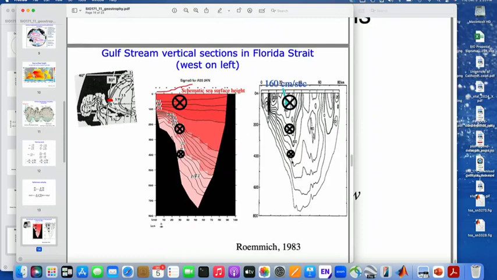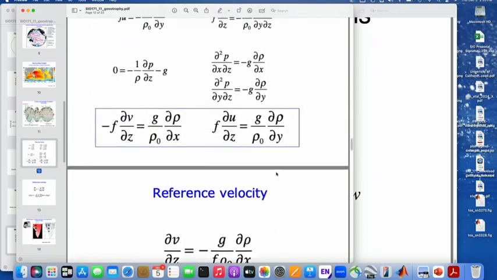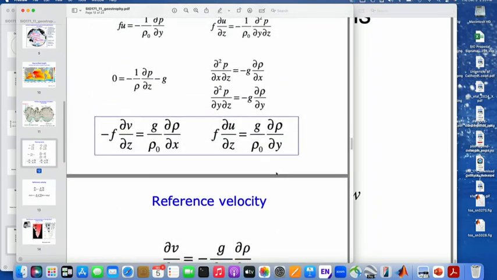This is actually the Gulf Stream, and you can see there's a strong density gradient there. Let's say that's an east-west section, so that's a gradient of rho with respect to x. In the positive x direction, it's getting less dense, so d rho dx is less than 0. There's d rho dx. It's negative.